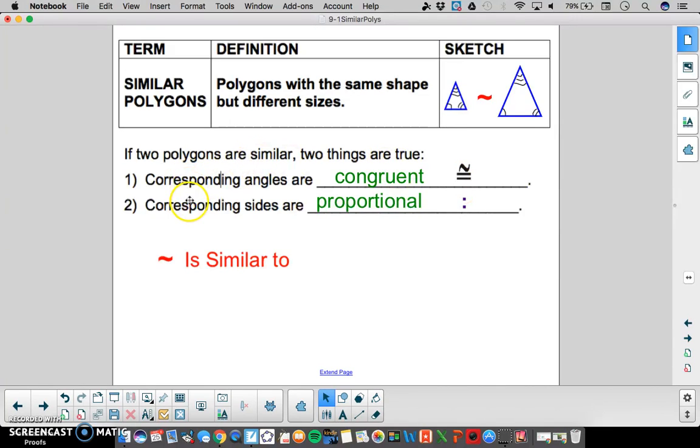Now, what I mean by corresponding is matching. So this angle with one curve matches with the angle with one curve here. The angle with two curves matches with this angle with two curves in the bigger triangle. The side that matches is going to be the one on the bigger triangle that has the angle of one and two curves. So those two sides would be proportional in those two triangles.